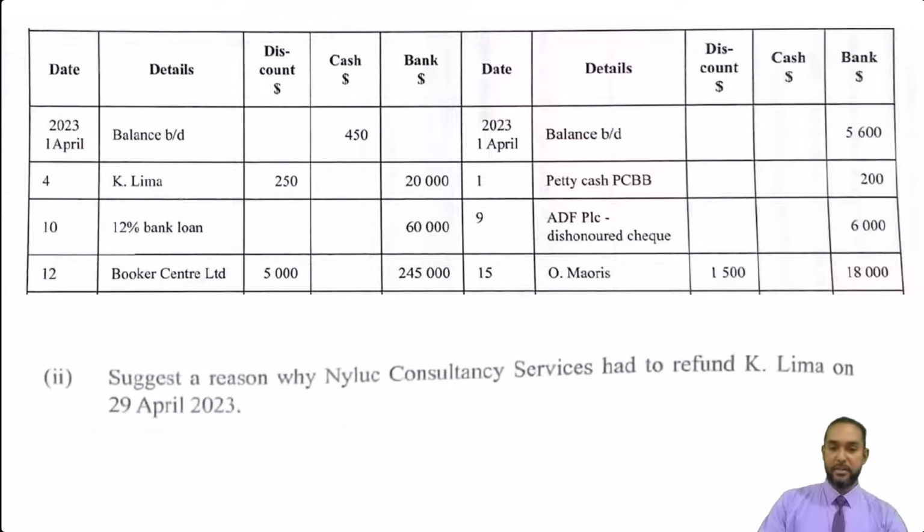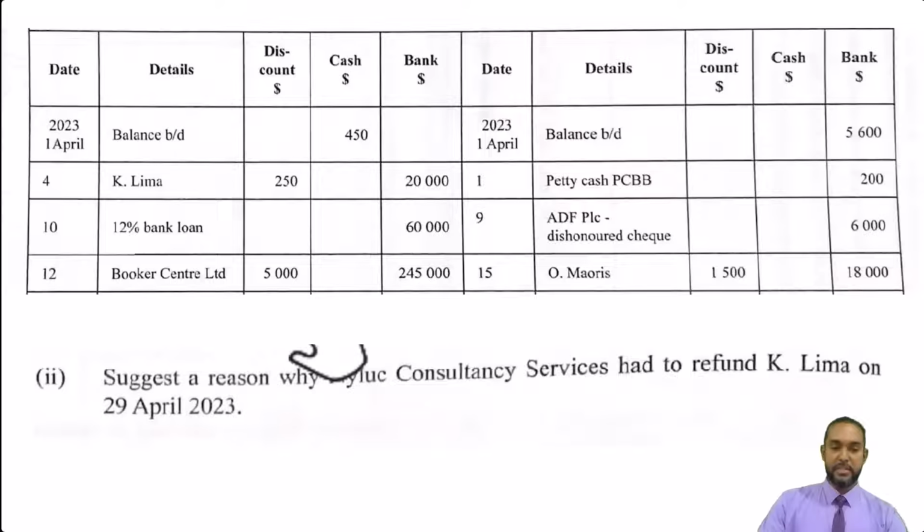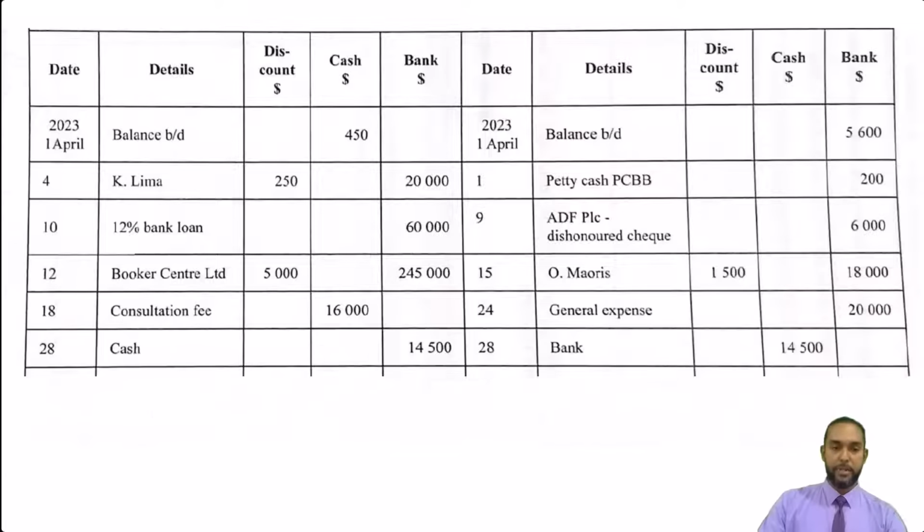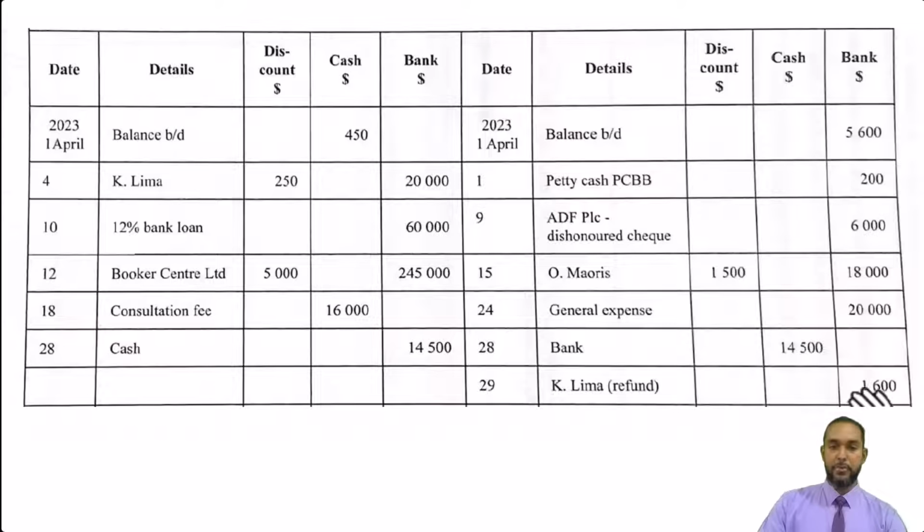Okay, let's take a look at C part 2. It says, suggest a reason why NILA Consultancy Services had to refund K Lima on the 29th of April. Okay, 29th of April, I'm seeing K Lima here, refund. And if you go back up on the next side, we're seeing K Lima here, right? So K Lima paid us 20,000 and we allowed 250 in discount, and we still have to send back some money. So maybe there was too much money paid.